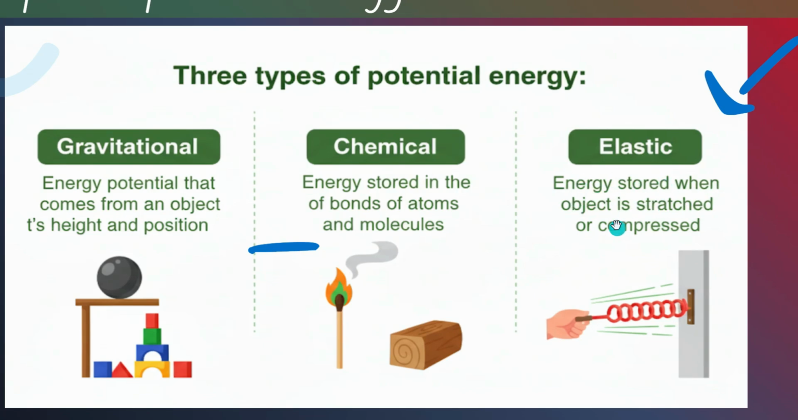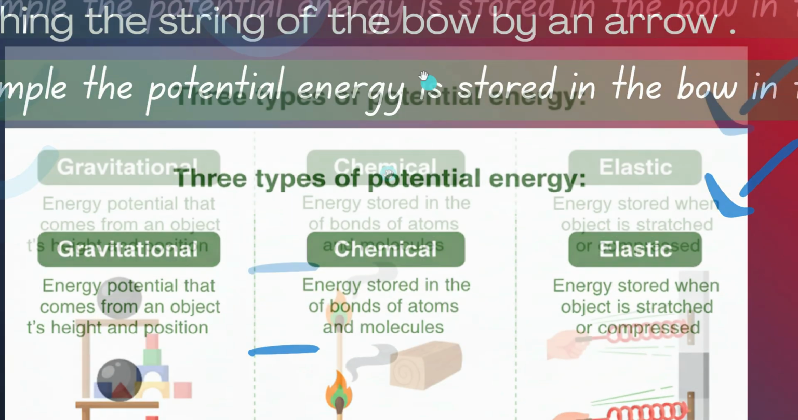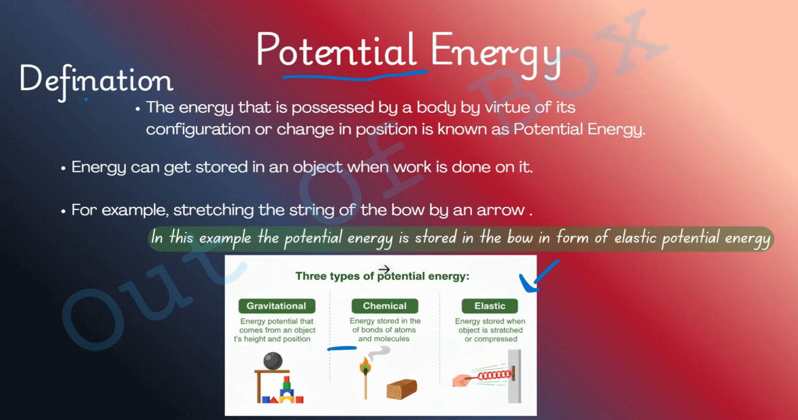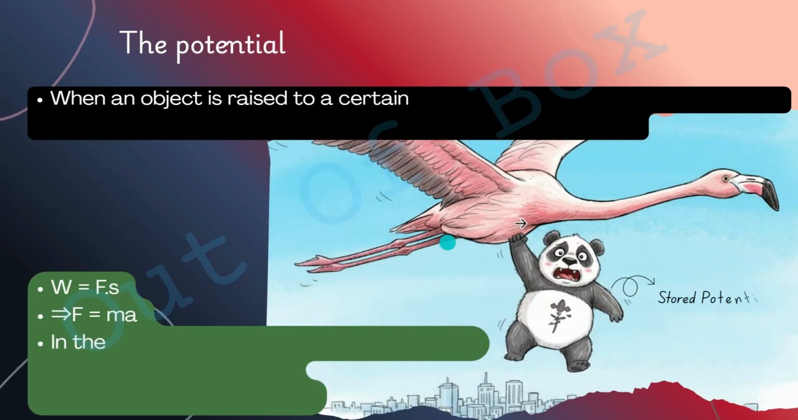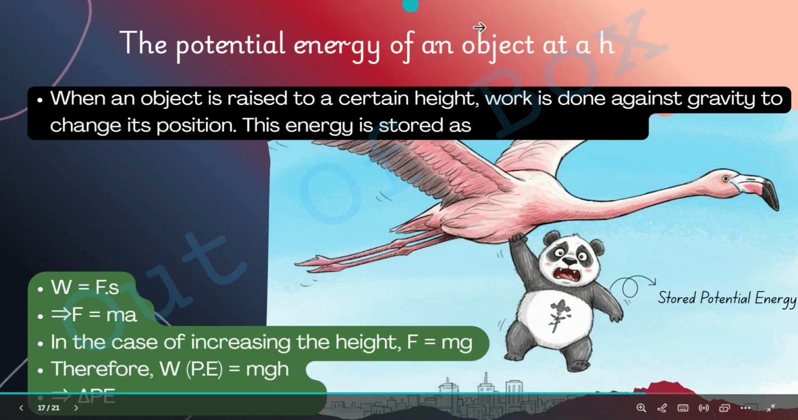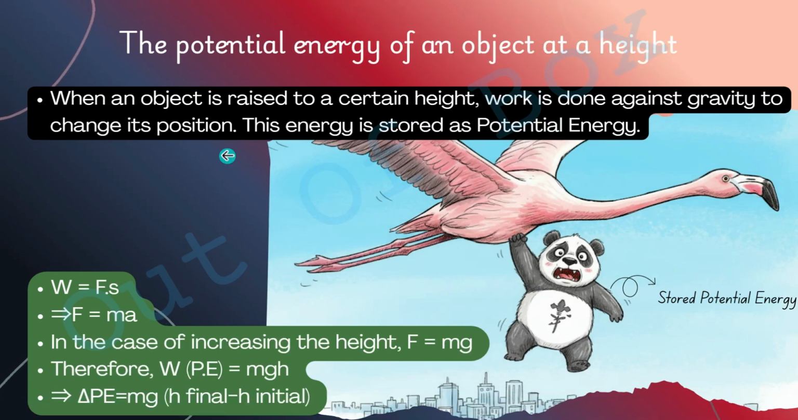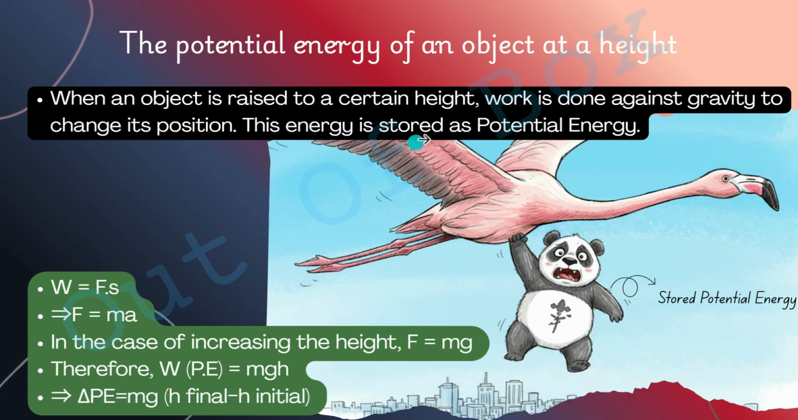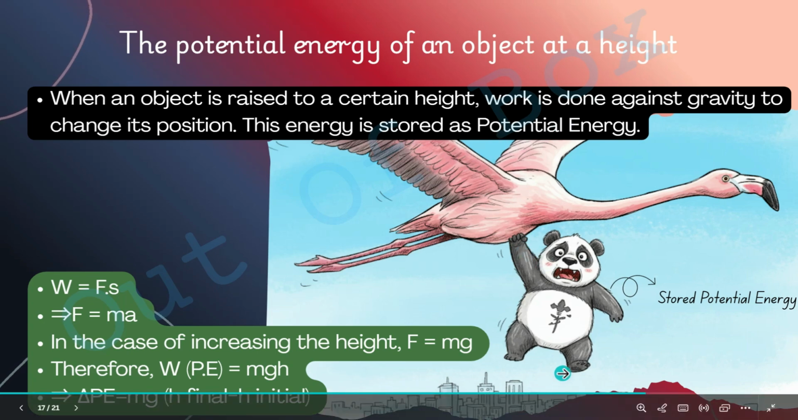First we will talk about elastic: energy stored when an object is stretched or compressed. Chemical potential energy is energy stored in the bonds of atoms and molecules. Gravitational potential energy will be very clear to you after some time. Here, the potential energy of an object at a height is the gravitational potential energy. When an object is raised to a certain height, here you can see the panda is raised very high from the city and is hanging from a flamingo. Here energy is stored as potential energy. If the grip gets loosened, it will directly fall and will have kinetic energy.